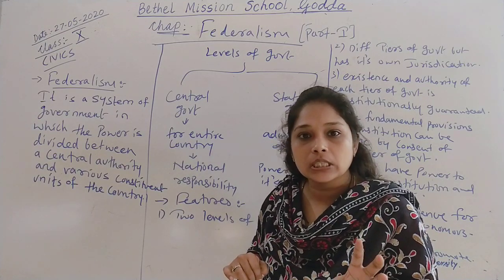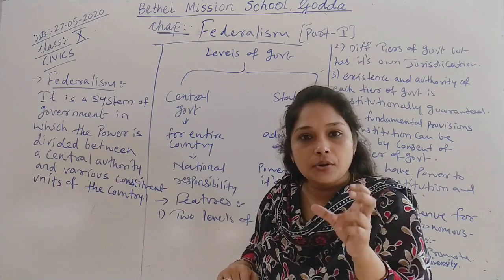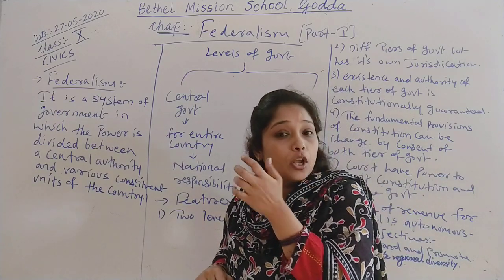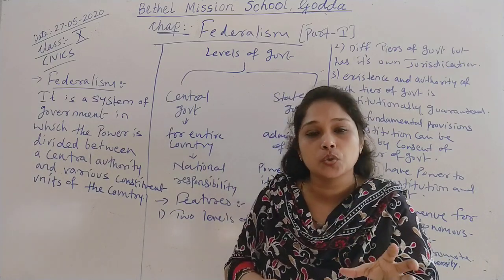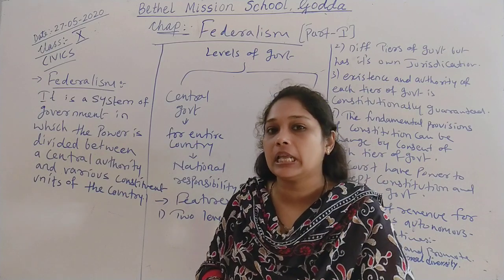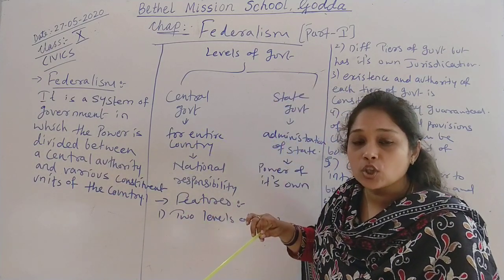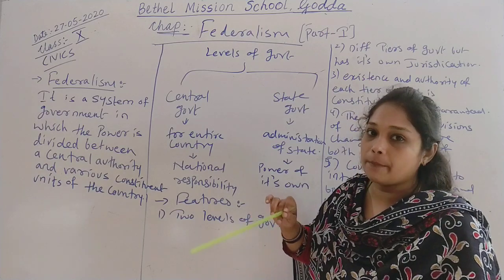It makes laws for the whole country. It has control over the whole country on many different national issues, or you can say national matters or national affairs, in which decisions are taken by the central government. But the central government is also divided between Lok Sabha and Rajya Sabha.